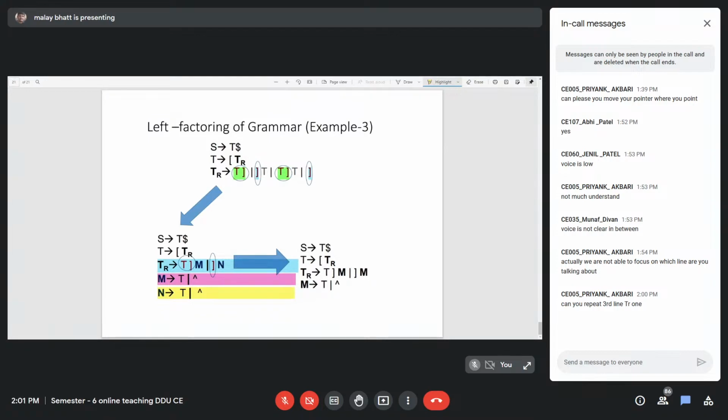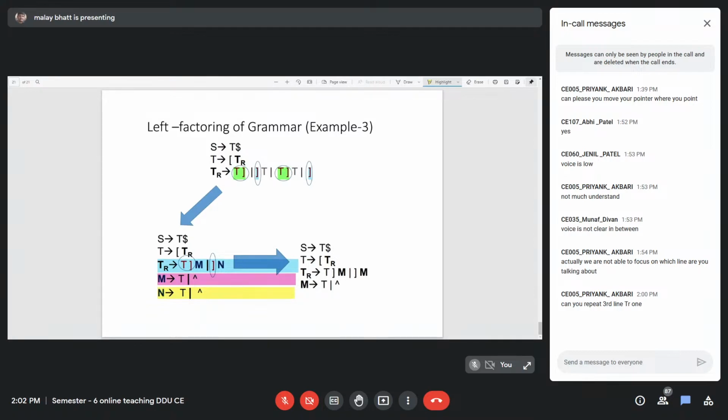Similarly, from the second and fourth rule, closing bracket is common, so it is our alpha. So we'll write closing bracket and we'll introduce a new non-terminal, that is N. And in M and N, we'll rewrite the remaining portion. So M is generated from the first and third rule, so we'll write the remaining portion from the first and third rule in M, while in the second and fourth rule, the remaining portion will be written with N.